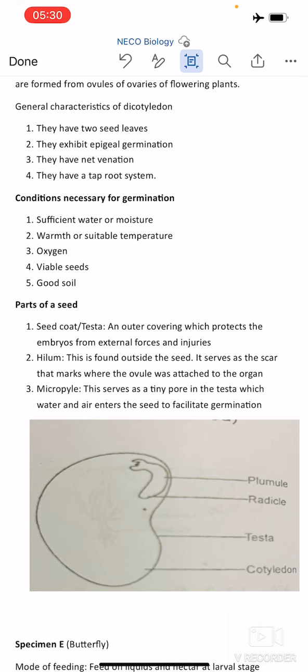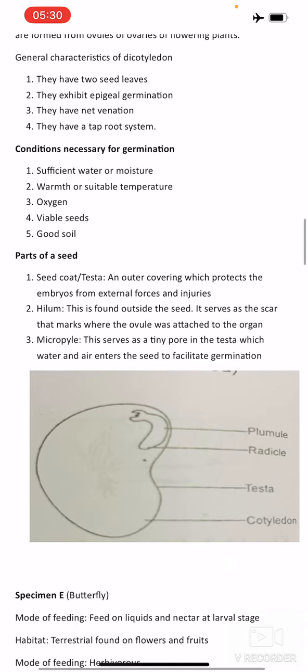Now part of the seed, if you look at the diagram, we have the seed coat. Another name for seed coat is testa. It's an outer covering that protects the embryo from external forces and injuries. Then we also have the hilum. This is found outside the seed. It serves as the scar that marks where the ovule was attached to the organ.